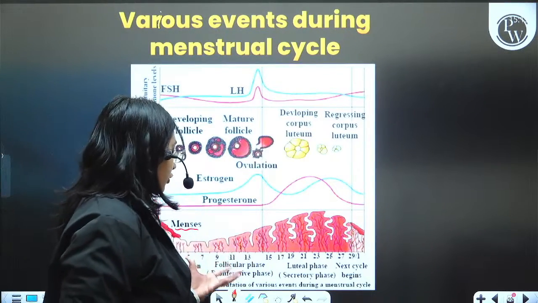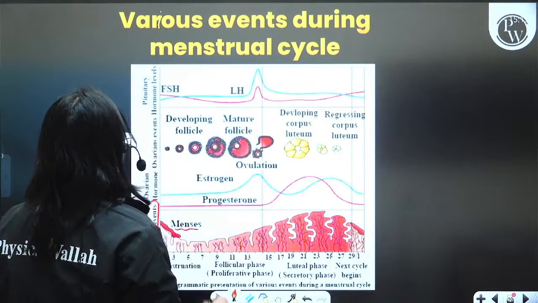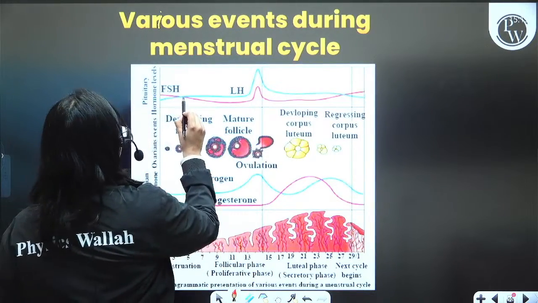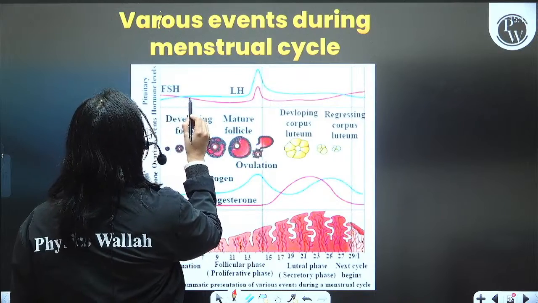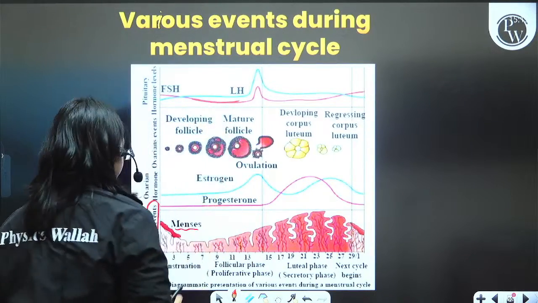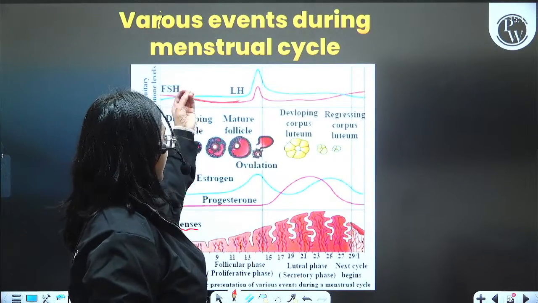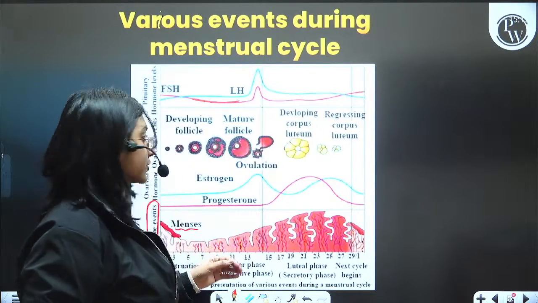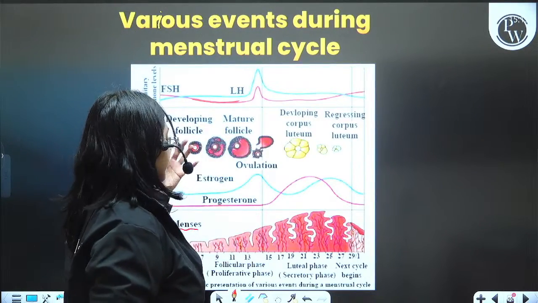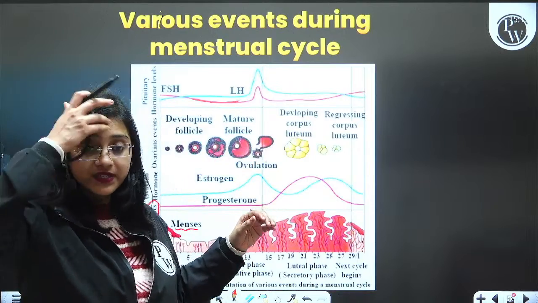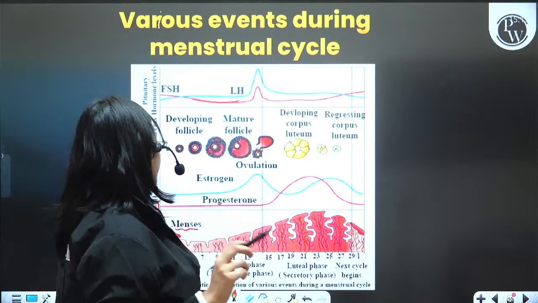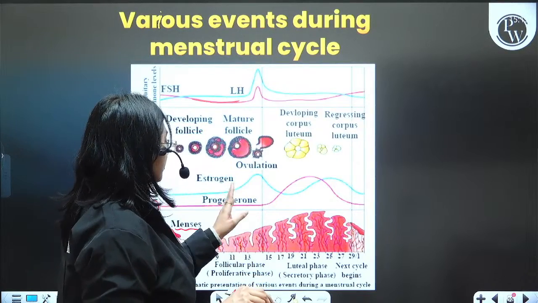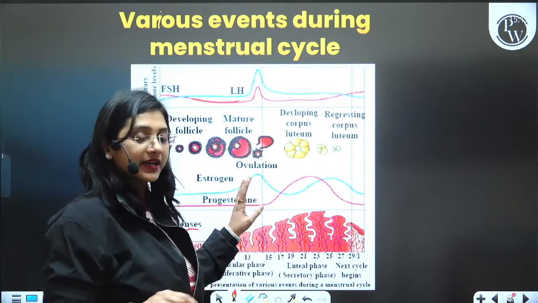The next phase is the follicular phase. As the name says, in the follicular phase, what will be produced? FSH will be produced. Follicle stimulating hormone will be produced, right? And slightly the amount of LH will be produced. And in the ovary, what event do you get to see? The follicles are developing, inside which the ovum is also developing. And estrogen and progesterone are slightly being produced, not in a large quantity.